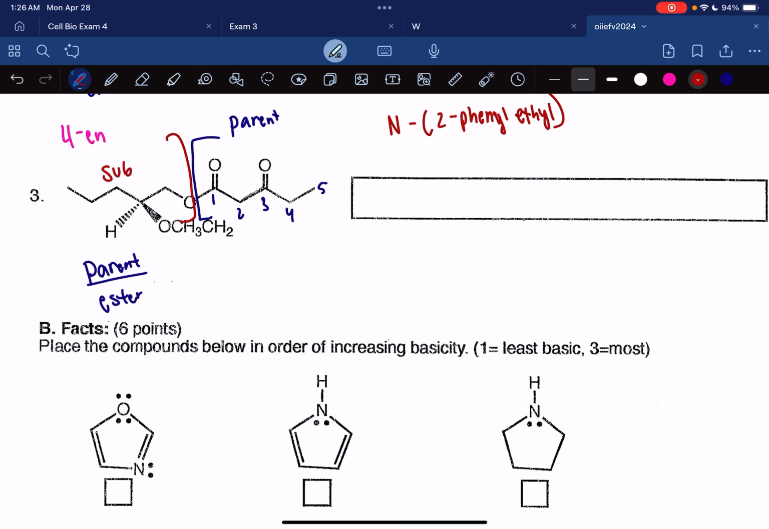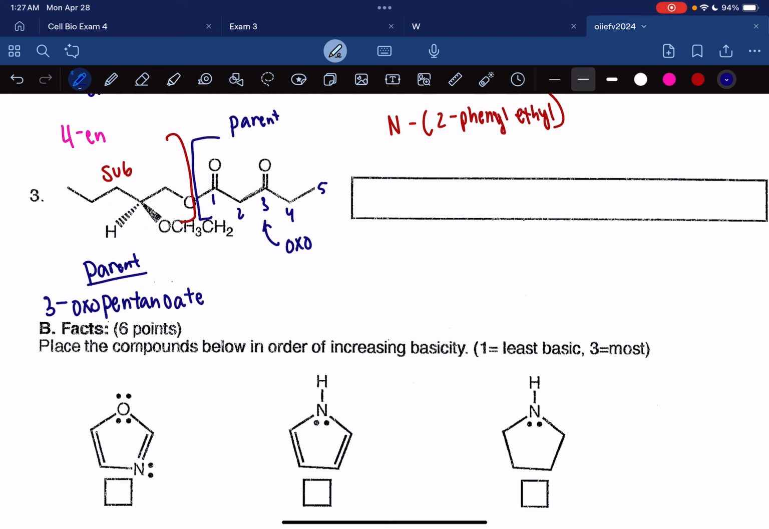So let's deal with the parent first. The parent is 5 carbons. So what is that? That's pentane. But for esters, you drop the E and you add oate. So pentanoate. Right? And then on the parent side, you also see we have a ketone on carbon 3. So ketone as a substituent is oxo. So this is 3-oxopentanoate. So that's fairly simple.